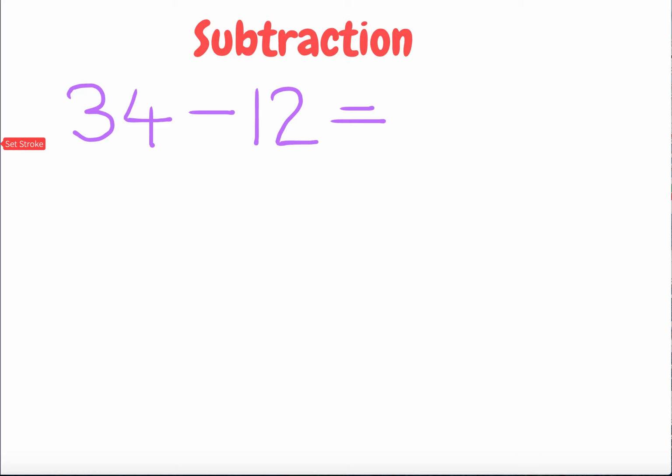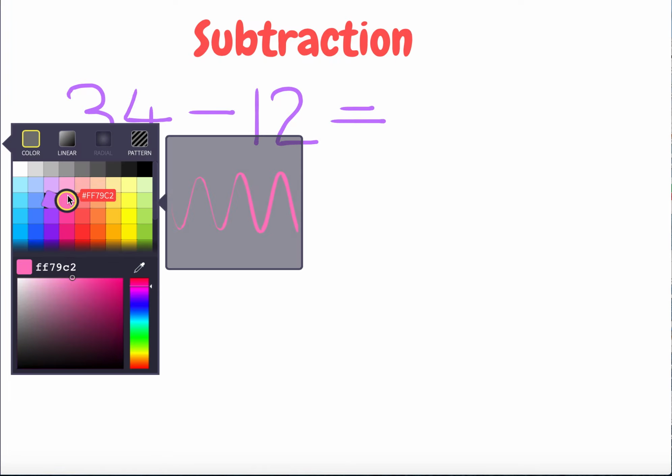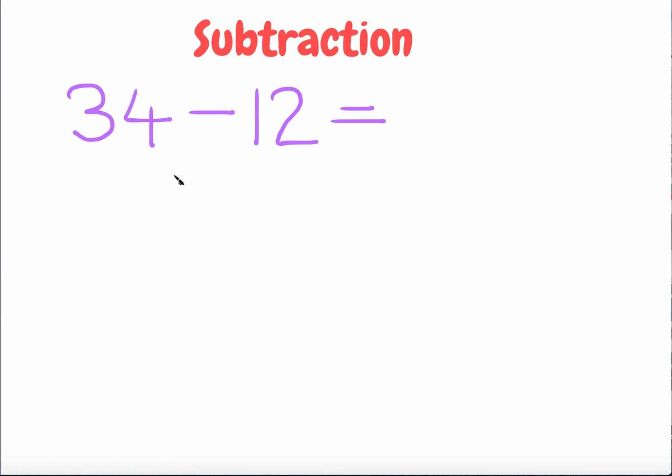So our first sum is 34 minus 12. Okay, so you write it out like this. 34 minus 12.